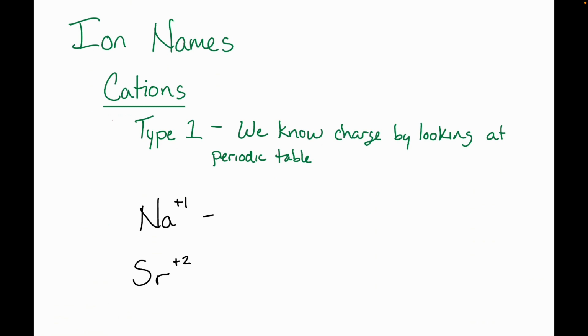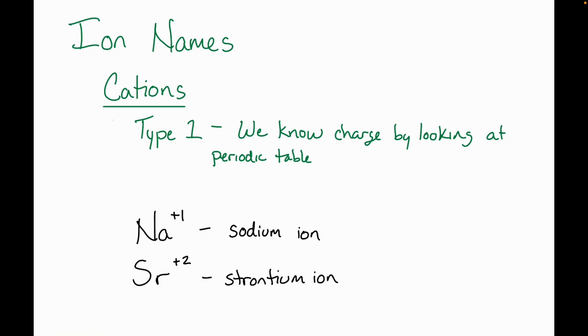Okay, so what do we call sodium when it forms this ion here? This is simply a sodium ion, or a strontium ion. Literally just the element name that you pluck off of that periodic table. All right? Nothing crazy. We didn't do anything complicated to it. It's just the element name plus that word ion. That's how we name our type 1 metals, our type 1 ions.